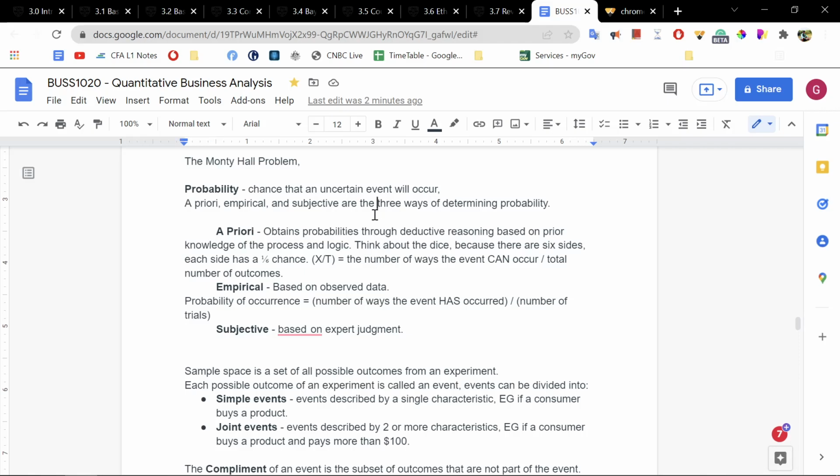So probabilities are broken down into a priori, empirical, and subjective, and these are the three ways of determining the probability. So empirical will be looking at past data. A priori will be using knowledge. So here's the definition. Empirical will be based on observed data. Subjective would just be based on the expert's judgment of what the results should be. A priori is defined through obtaining probabilities through reasoning and logic.